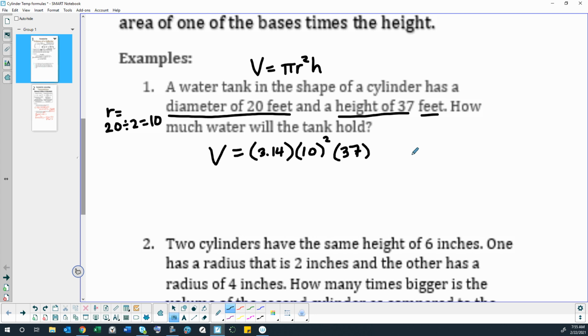Okay, so now we need a calculator so we can multiply all those numbers together. So 3.14 times 10 times 10 times 37. That gave me, if I did this right, 11,618 cubic feet. Or you could just write it as feet cubed, right? That means the same thing. Okay, try those numbers in your calculator. See if you get the same answer that I got.